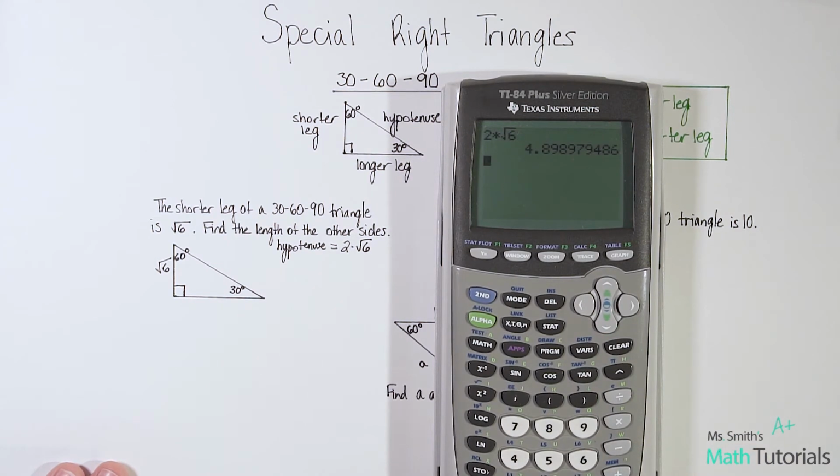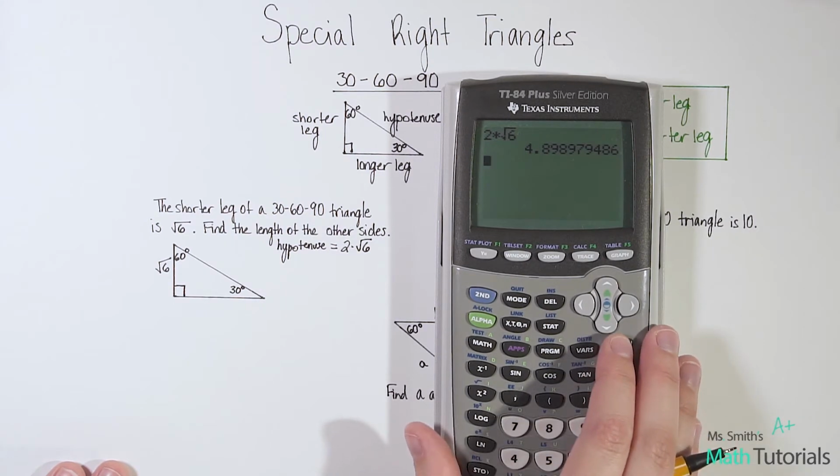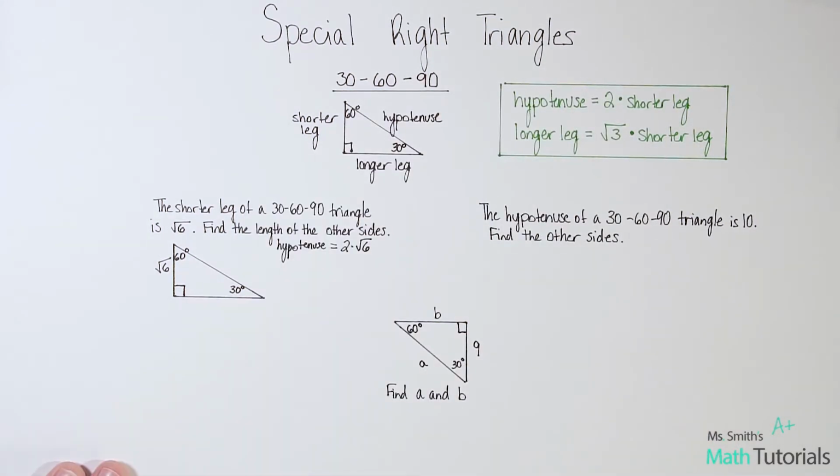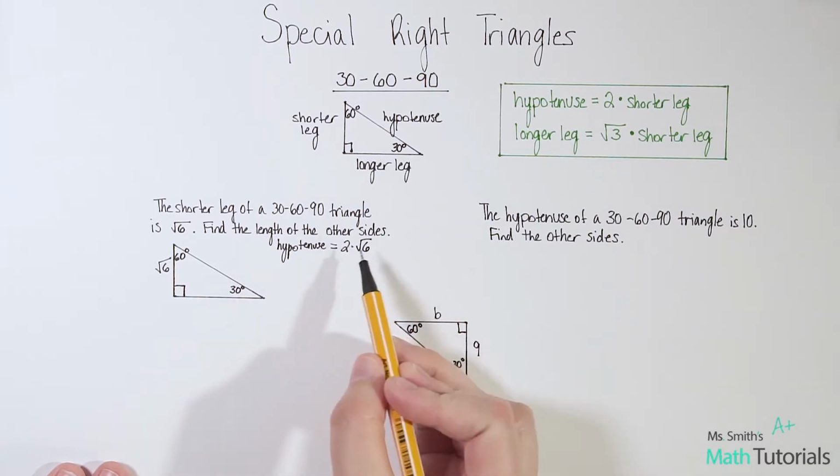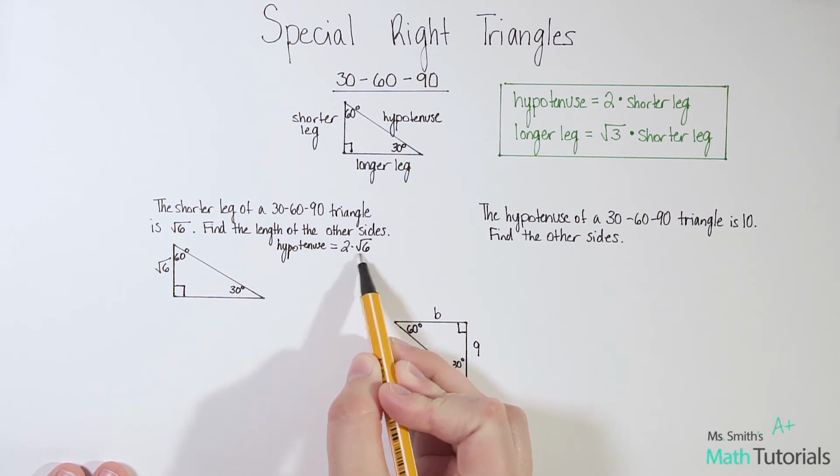And I'm going to get a decimal, okay? And if your instructions say write a decimal, then you would write 4.9 or whatever you're told to round to, okay? But usually on these type of questions at the level that we're working with, they want a simplified radical. Sometimes they want a decimal, but usually they want a simplified radical. So I would want to leave this in simplified radical form.